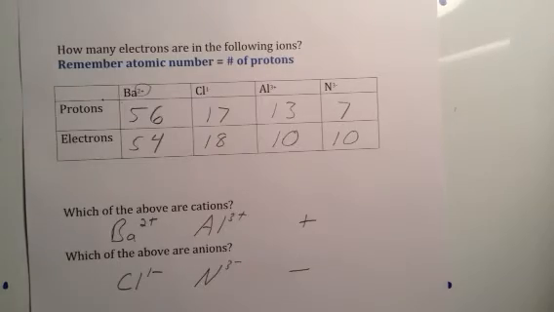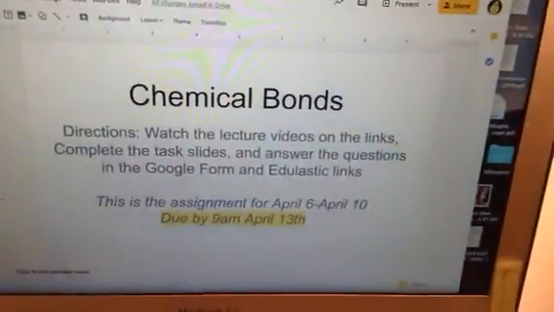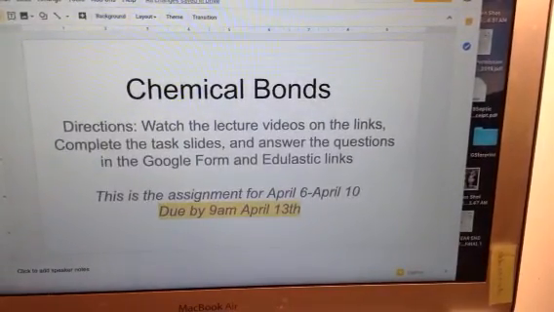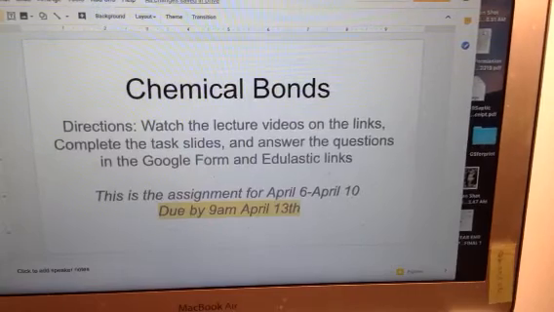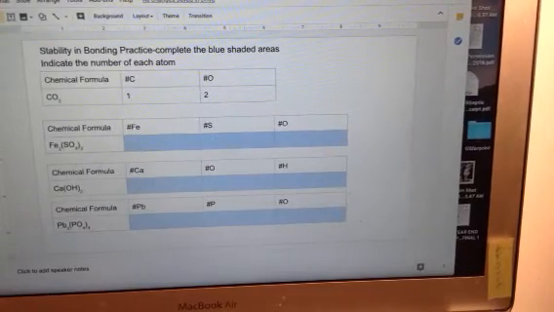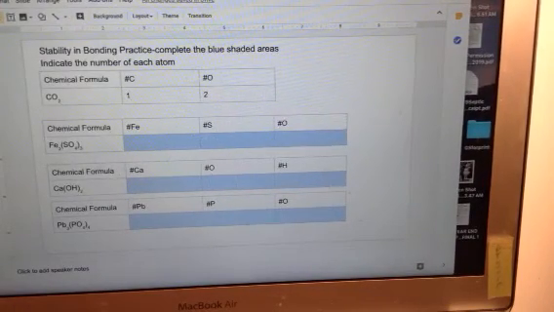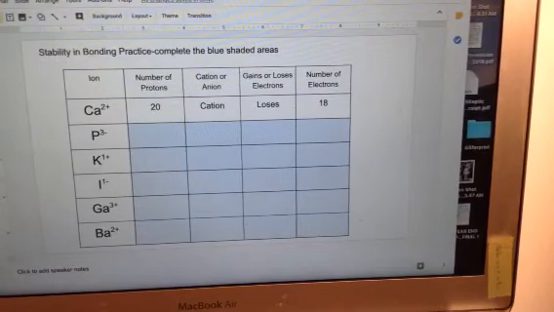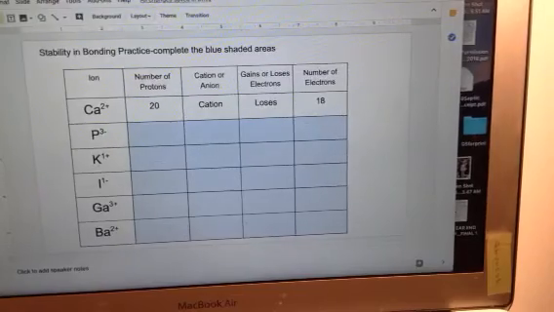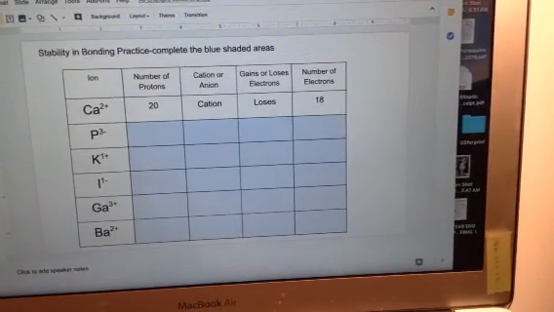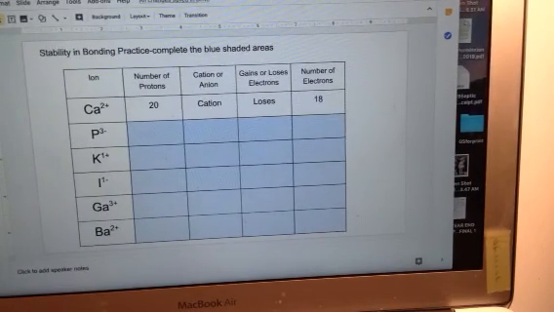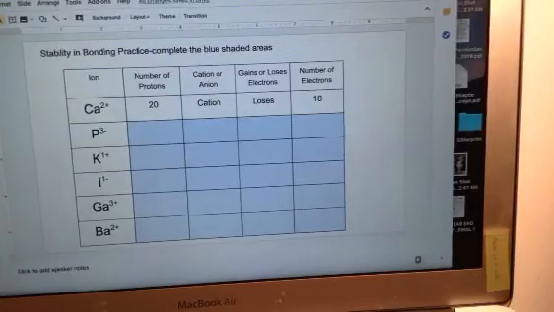Now, after you do the video, there are some questions for you to answer in the PowerPoint or the Google Slides that ask you about interpreting chemical formulas and also determining the number of protons, whether or not an ion is a cation or anion, whether it will gain or lose electrons, and its total number of electrons. And you can complete that for practice before you start the next lecture video.